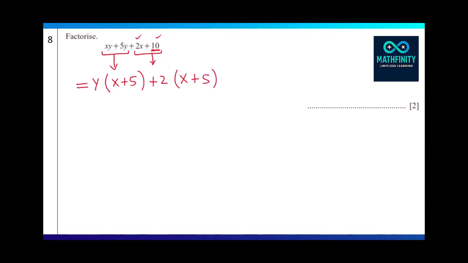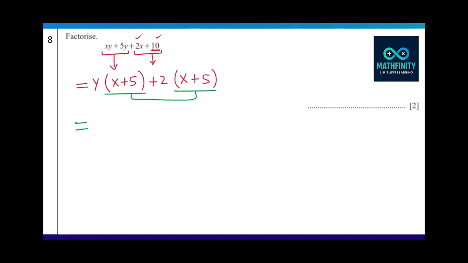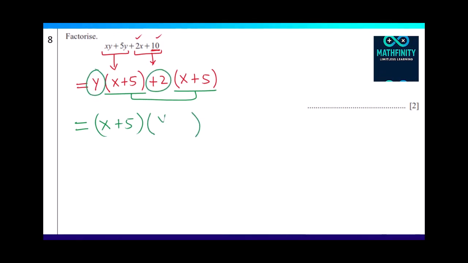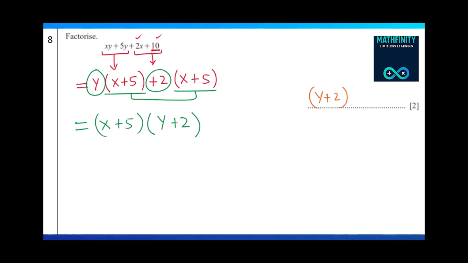After this, as I told you, always check that these two brackets are the same. If these two brackets are the same, it means you didn't make any mistake. You can take common x plus 5, and in another bracket you have to write the numbers that are outside this and this. So y plus 2. This is the final answer, and you have to write in the answer space y plus 2 and x plus 5.